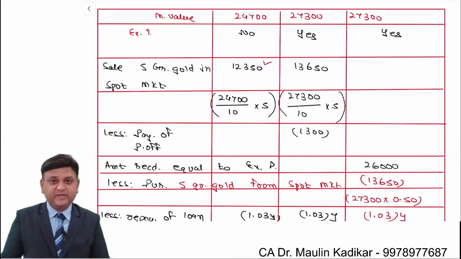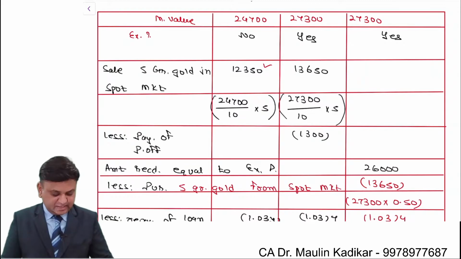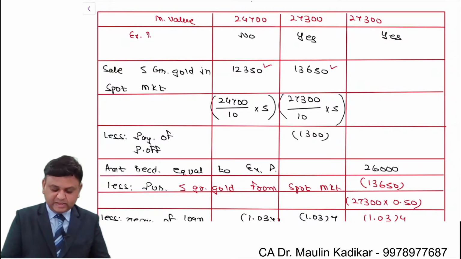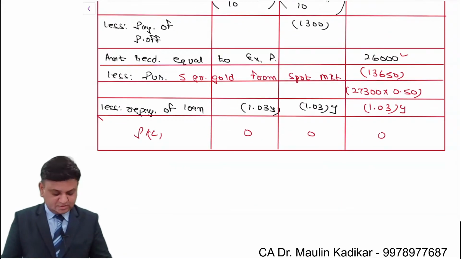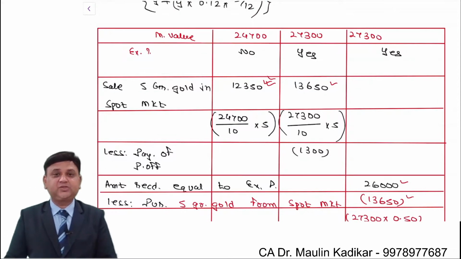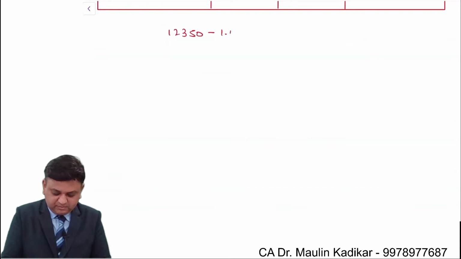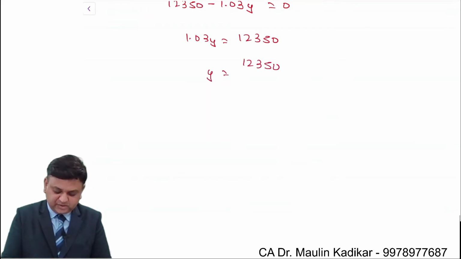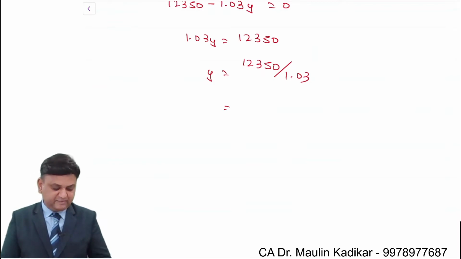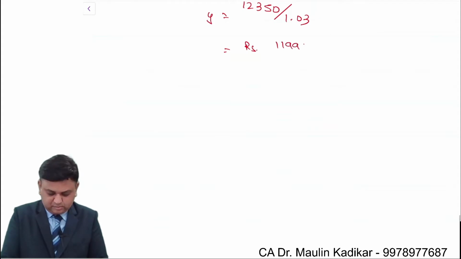So in the first case it is 12,350 minus 1.03Y. In the second case you can see 13,650 minus 1,300, that comes to again 12,350. In the last case it is 26,000 minus 13,650, that is 12,350. So every time it is going to be 12,350 only. So write the answer: 12,350 minus 1.03Y is equal to 0. So 1.03Y is equal to 12,350. The value of Y is 12,350 divided by 1.03. So the answer is 11,919.29.